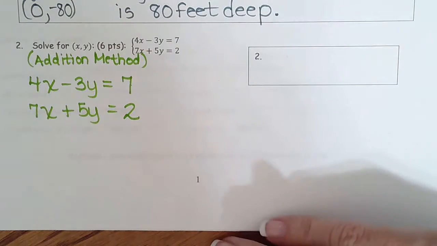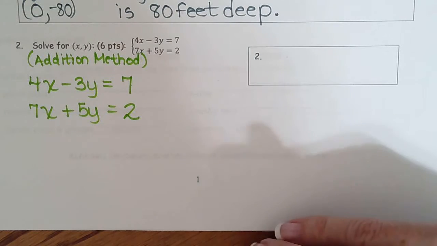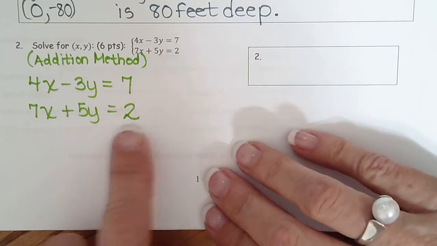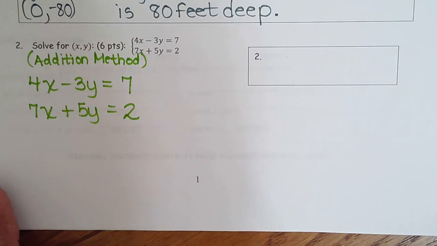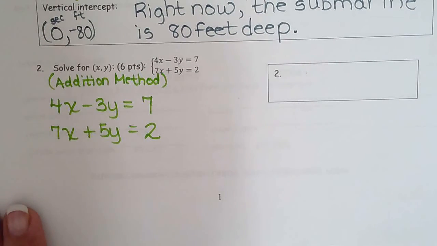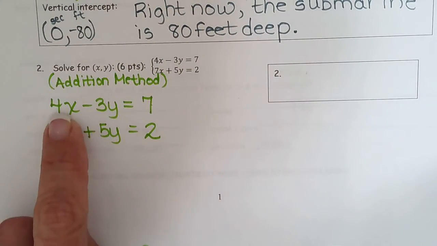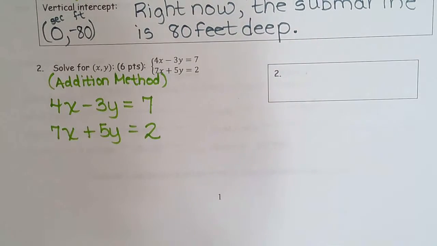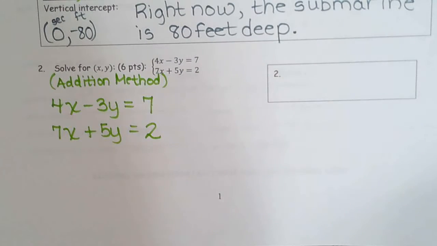So if one of the equations is solved for y or solved for x, then use substitution. But if they're in standard form like this, making opposites with the addition method is the easiest. So we have a choice. Do we want to get our x's to cancel? Or do we want to get our y's to cancel? And you're probably like, oh, does it matter? Nope, doesn't matter. But sometimes there's an easier one.